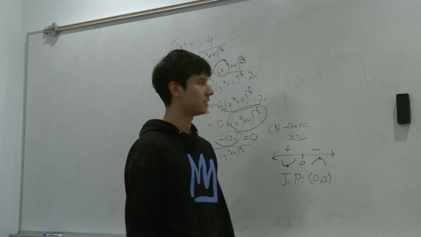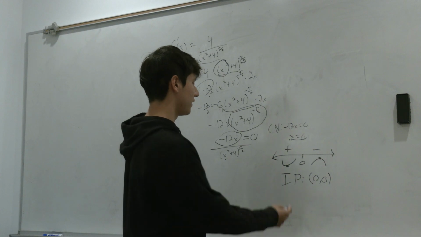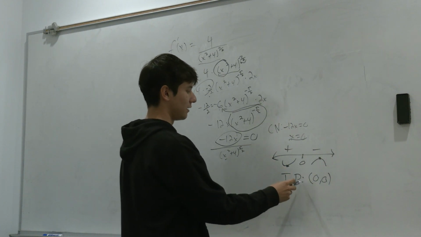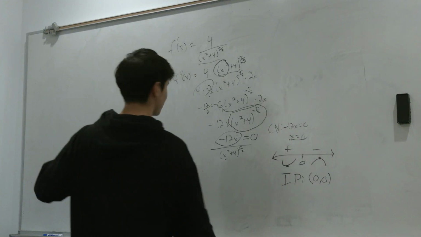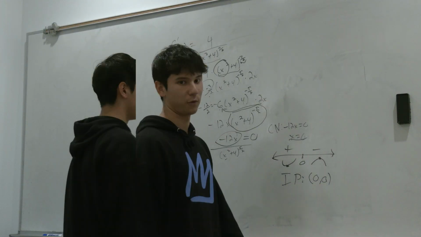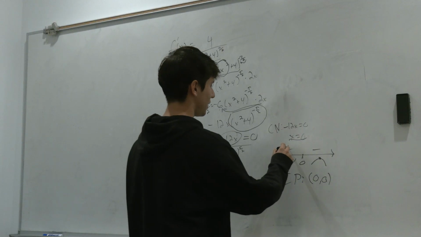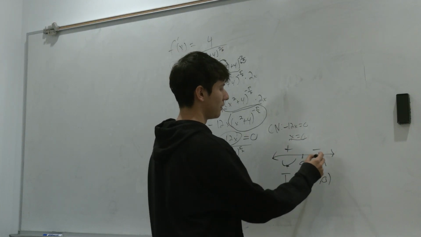So now, since it is a critical number and it is f double prime, you're going to have an inflection point. An inflection point here is going to be at 0, and then you plug 0 back into the original function, and that's just going to give you 0, because it's going to be 0 over 4, and that's 0. And then here, since it's positive, you're going to have concave up, so you're going to have a minimum, and you're going to have concave down, and you're going to have a maximum.